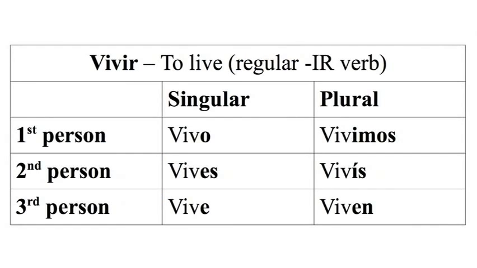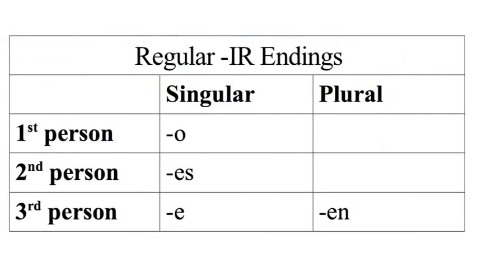The ending is I-M-O-S. Now, the vosotros form is a little different, and you won't use it that often anyway, so I'll just give it to you straight. It's just an I with an accent and then an S. Vivís. You live. But remember, you only use this form when you're in Spain, talking to a group of friends or people you're very comfortable with.